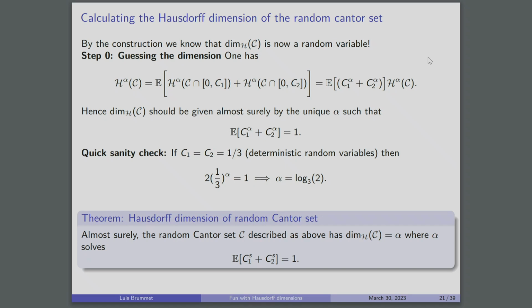And a quick sanity check. You could ask yourself, okay, does this really align with the Hausdorff dimension that we had in the deterministic case? And the answer is yes. You can just take C1 and C2 as deterministic random variables, basically. And then if you solve here, you see you have basically the same dimension. Okay.